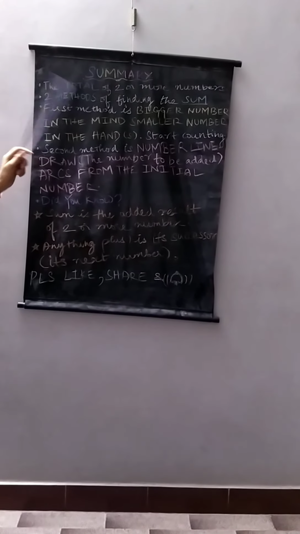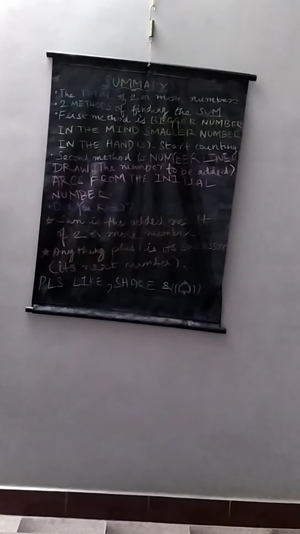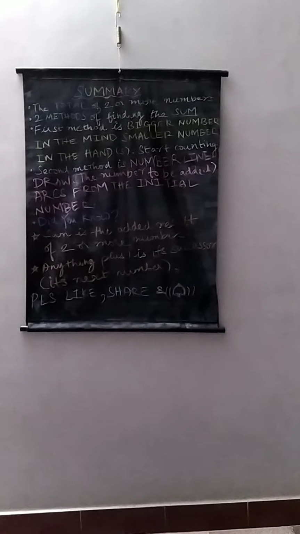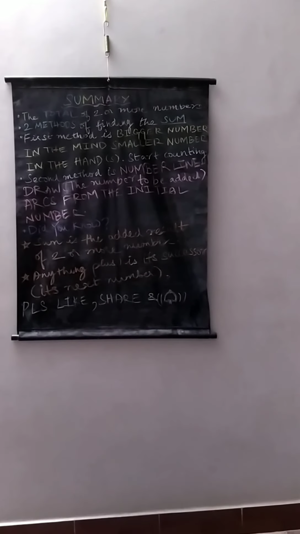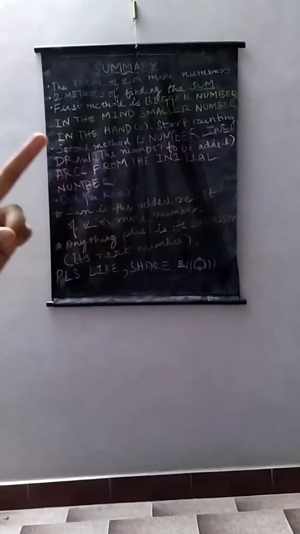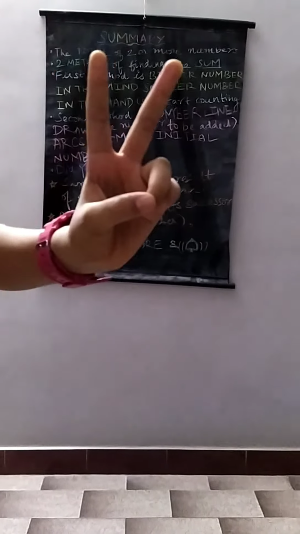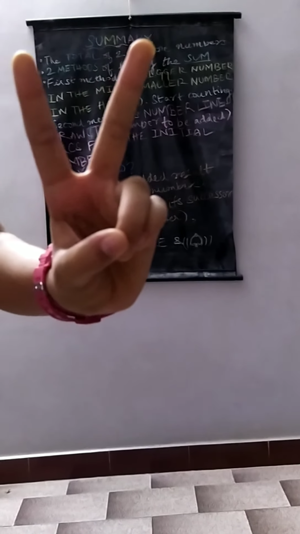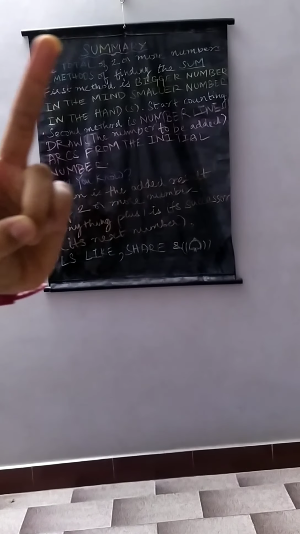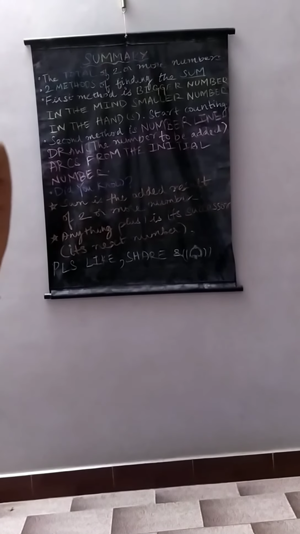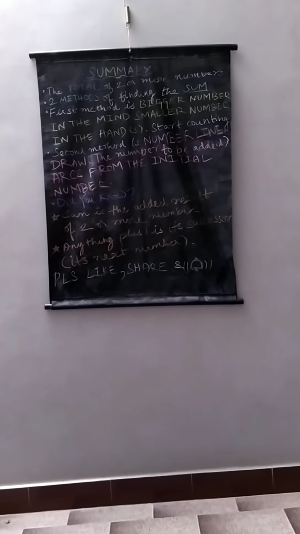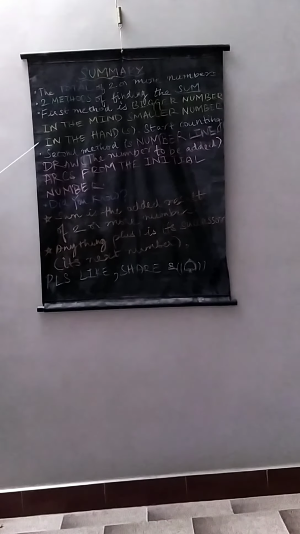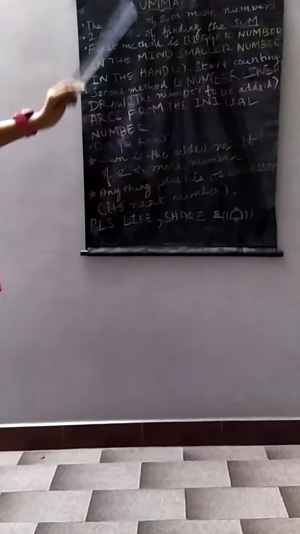Now, the first method is really handy. So you keep the bigger number in your mind. Let's take the same example of 6 and 2. You keep 6 in your mind and 2 in your hand. 1, 2, 3, 4, 5 and 6. These are already in your mind. So you count the next 2 numbers of the sequence, 7 and 8. Okay, so the sum is 8. So this is the first method.